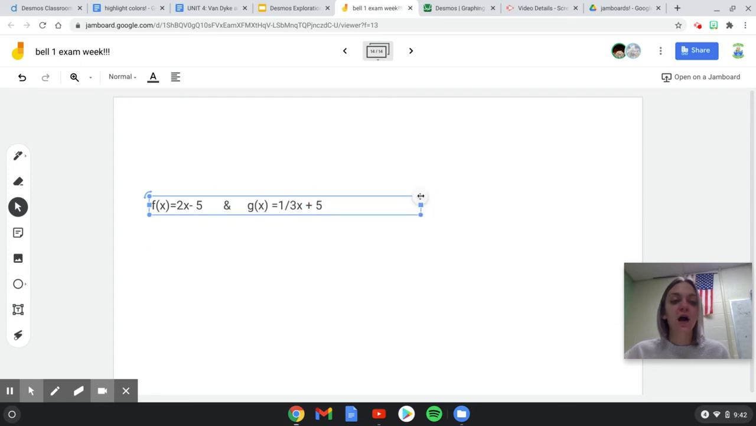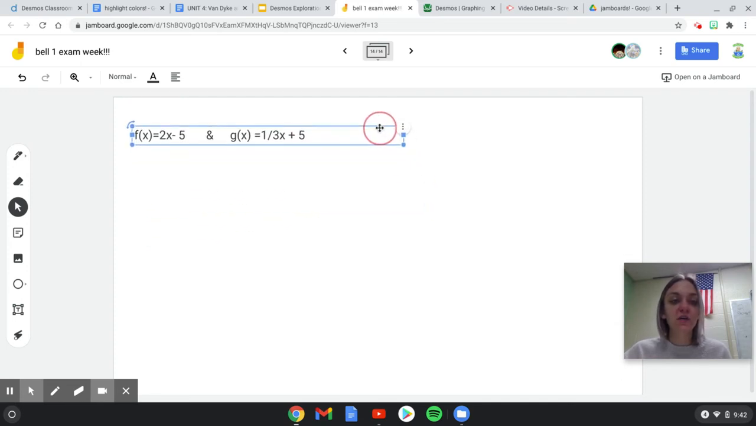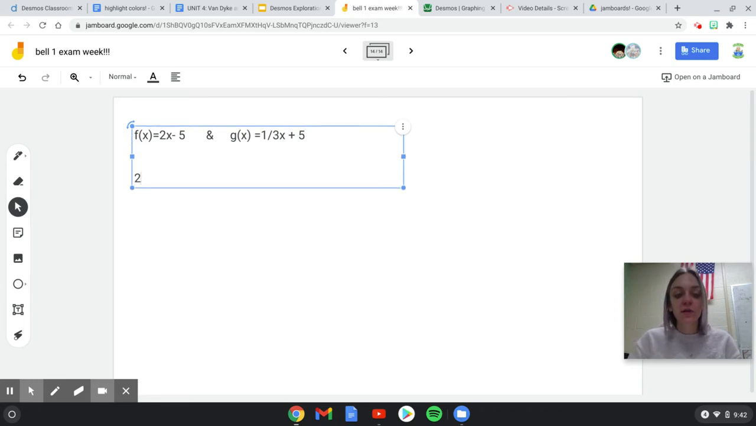I am working off of a Jamboard. Feel free to do this on paper, follow along, pause the video at any point to try it on your own. So I have these two functions, and what I need to do to prove that they cross algebraically is to set them equal to each other. So I'm going to have 2x minus 5 equals 1/3 x plus 5.